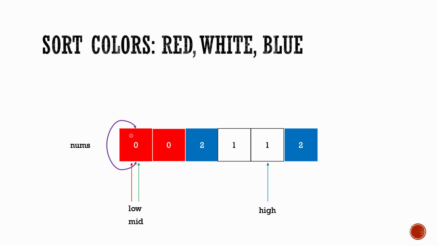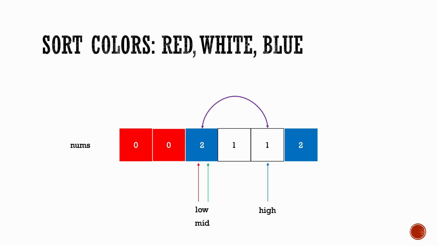When we do that, our low and mid have been incremented, and now nums of mid is 0 again. This 0 should go where low is. So we are going to swap the element at low and mid. Here it comes down to the same index. So now our 0 is at low, where it should be, so I'm going to increment low. And I've also processed the mid element, so I'm also going to increment mid.